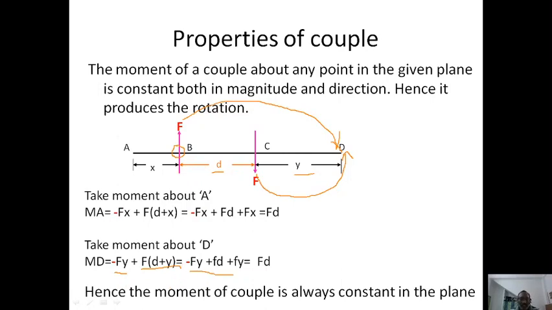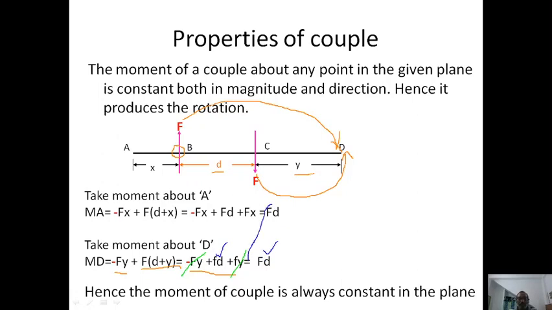Expand the equation by applying the same algebraic summation. Minus Fy plus Fd plus Fy. Now this is minus Fy and this one is plus Fy. Both will be cancelled. Only Fd will remain there. Therefore, Fd, hence again Fd.